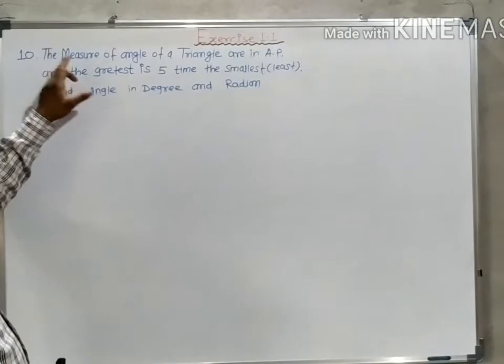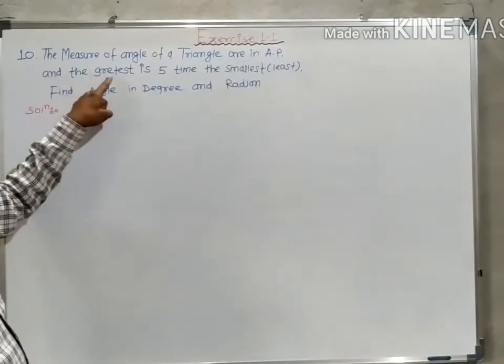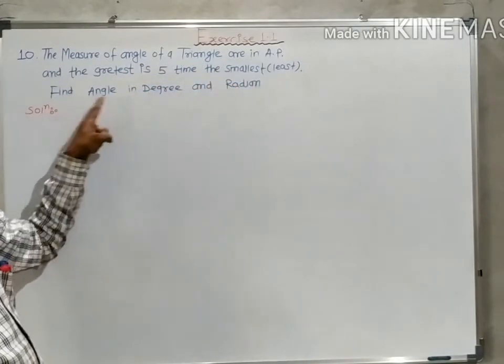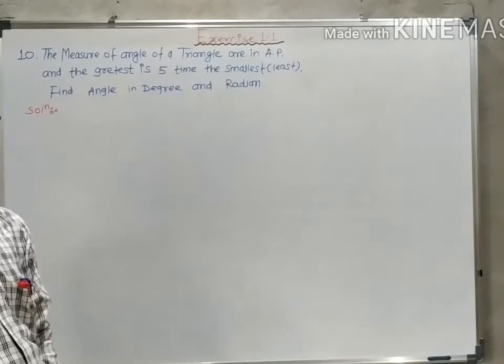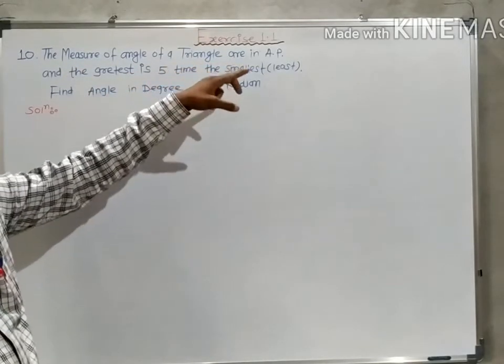Problem number 10. The measures of the angles of a triangle are in AP and the greatest is 5 times the smallest. Find the angles in degree and radian. So this is given to us: the angles of the triangle are in AP.